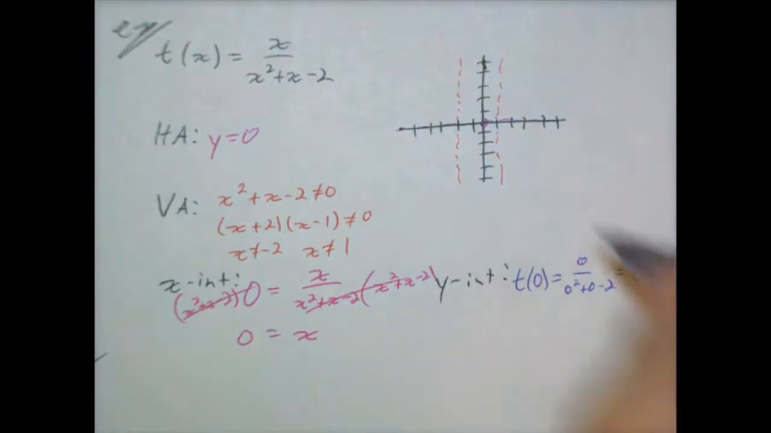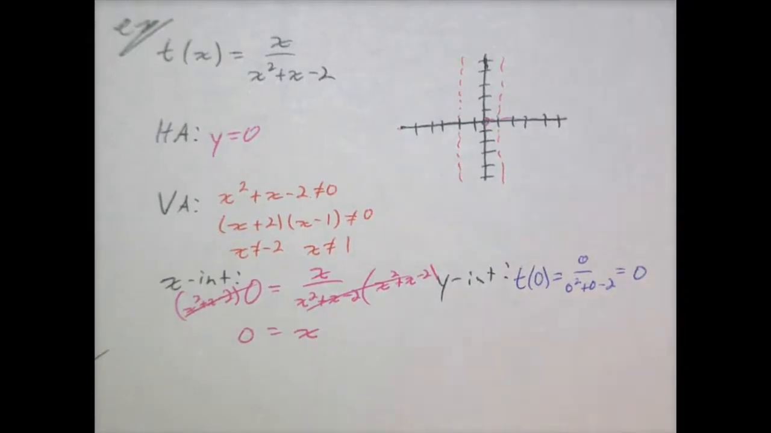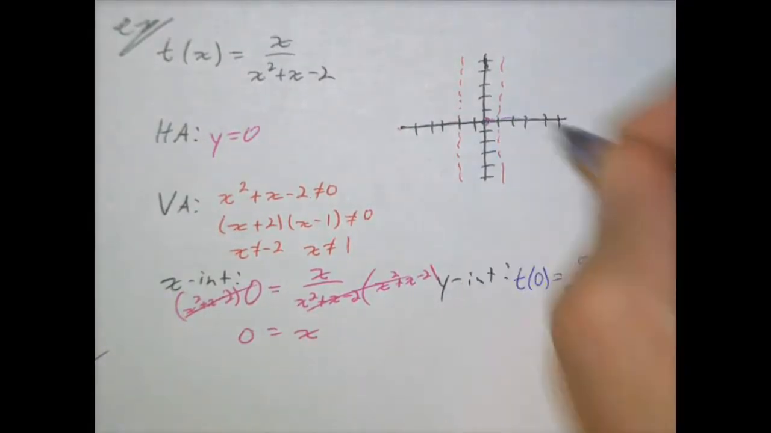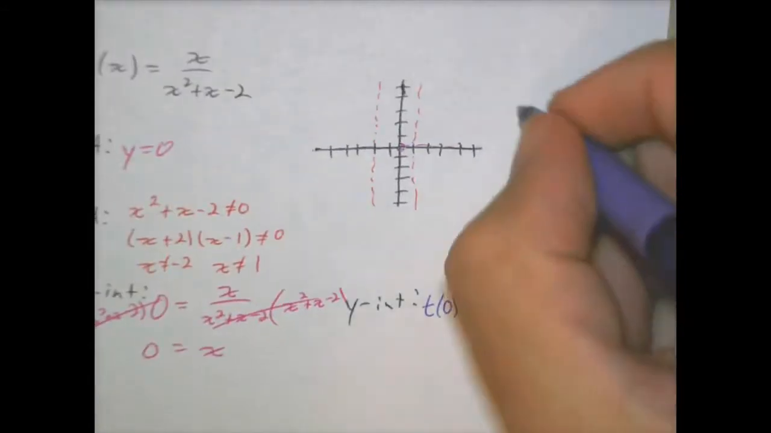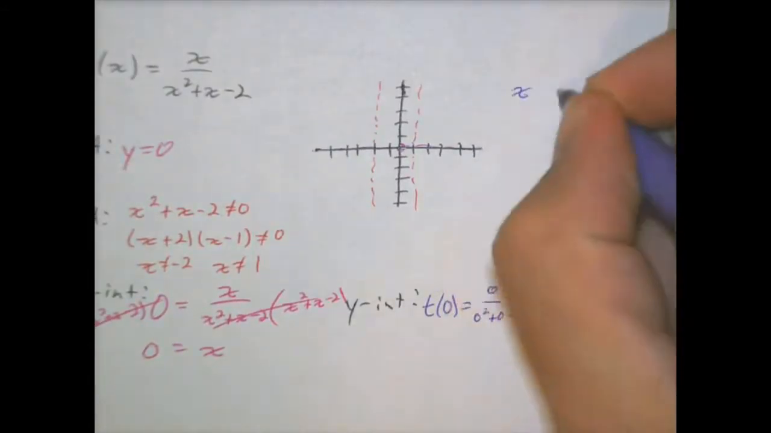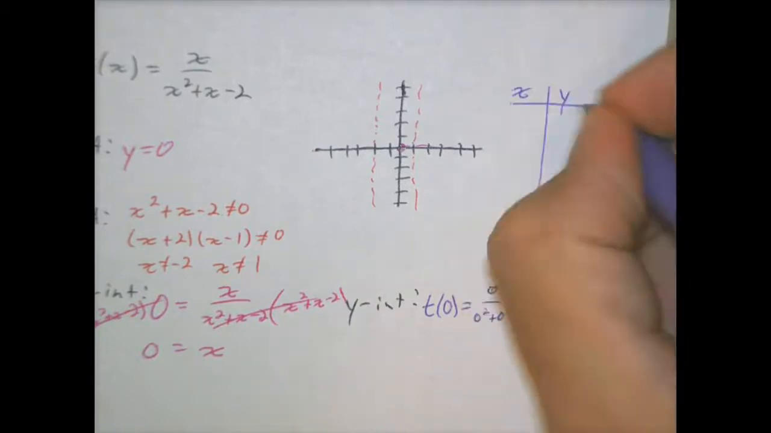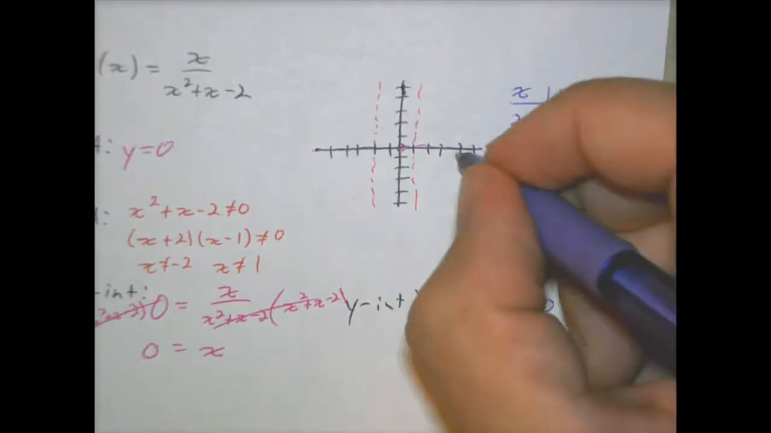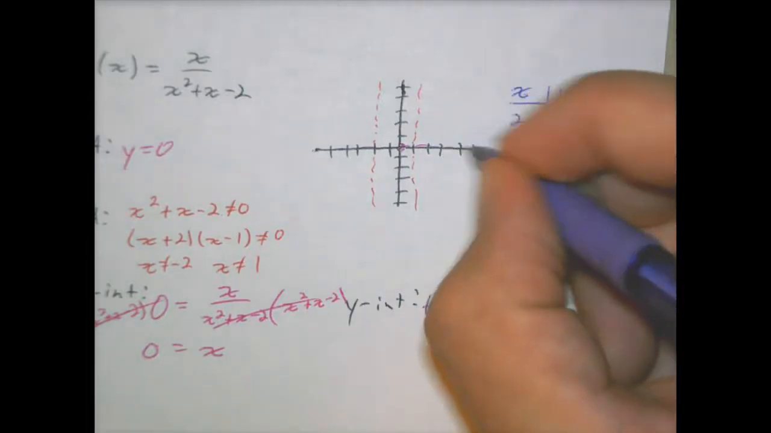Okay, so for my y-intercept, well, hey-oh, that's the only time I'm going to cross the y-axis too, same as the x-intercept. Okay, now I got to figure out what is going on. So I'm going to pick a point, say like 2. I'm going to make a t-chart off to the side here. X, Y. Pick 2.